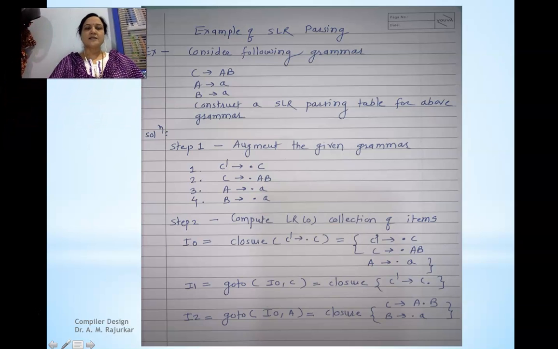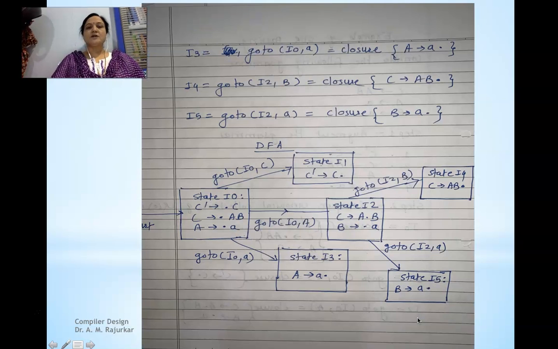Now next is how to get I2. For getting I2, the symbol is A, on which we are going to have a transition. So I2 is equal to goto(I0, capital A) and the dot gets shifted. So goto(I0, A) is equal to closure of C tends to A dot B. Now after the dot we are computing the closure operation. After the dot there is a non-terminal, so I have to take the B production. What is the B production? B tends to dot A. So add B tends to dot A. This is how we have got I2.